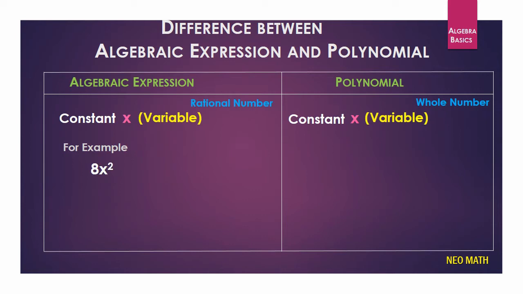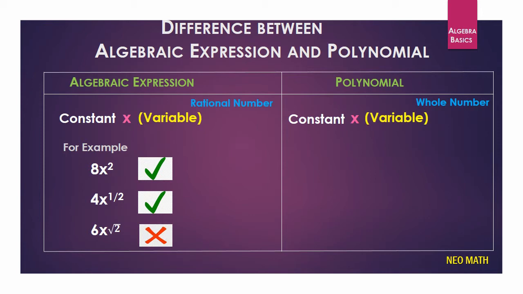For example, 8x square. So 8 is the constant, x is the variable, 2 is a whole number which is a rational number. So this is an algebraic expression. 4x power 1 by 2. 4 is the constant, x is the variable, 1 by 2 is a rational number. So it is an algebraic expression. 6x power root 2. 6 is the constant, x is the variable, root 2 is not a rational number, it is an irrational number because it is a non-terminating, non-repeating decimal. So it is an irrational number. So this is not an algebraic expression.